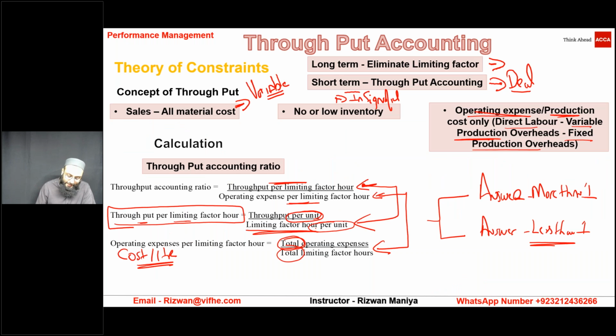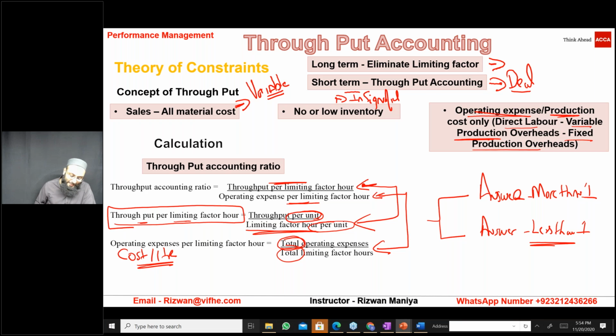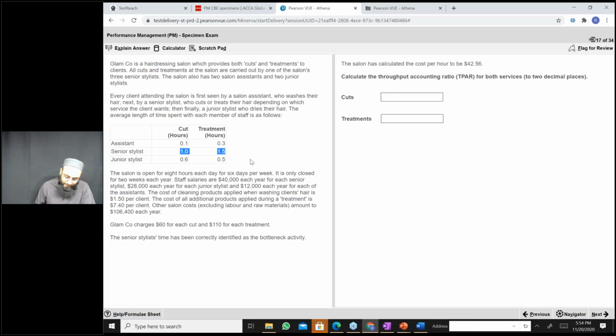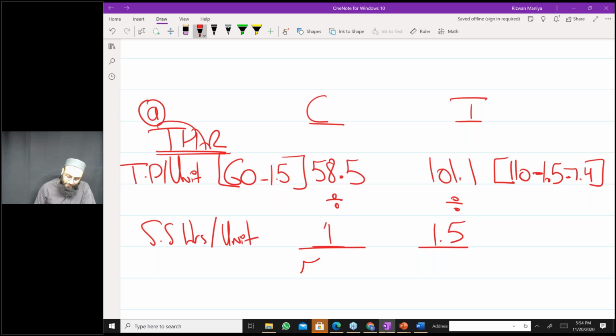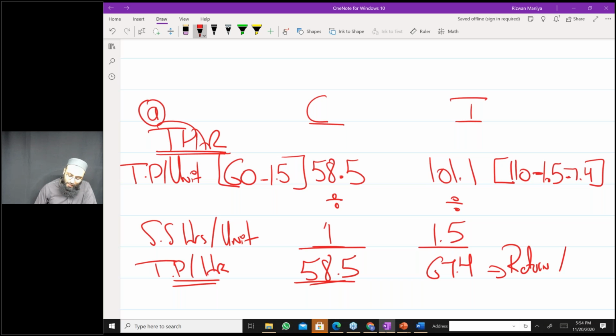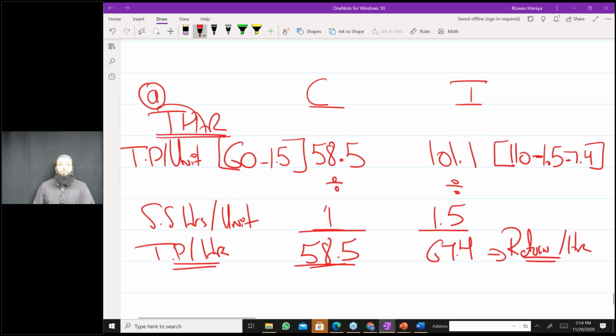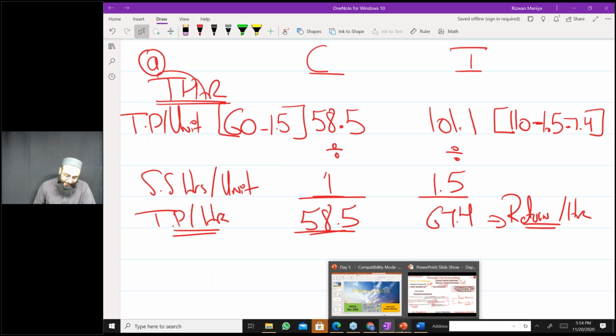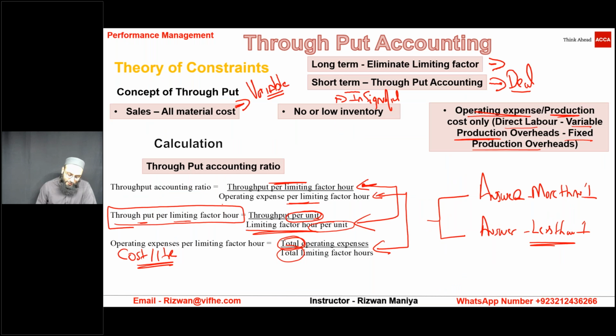Okay, so for that, what I'll be taking here is the senior stylist time, which is 1 and 1.5. So this is 58.5, and this is, let me compute, 67.4, right? Okay, so 67.4. So this is throughput per hour. We also call this return per hour. Now, having done this work as well, it's time to divide this with operating expense per hour, which is also known as cost per hour.